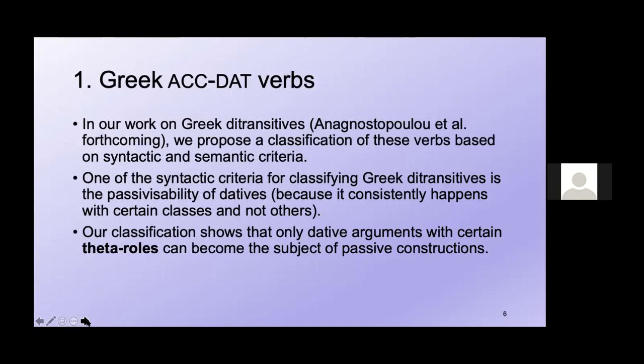So in our work on Greek ditransitives, which is Anagnostopoulou et al. forthcoming, we propose a new type of classification of these verbs which combines syntactic and semantic criteria. And the passivizability of datives is one of the syntactic criteria that we use for classifying Greek ditransitives, because it's found consistently with some classes of verbs and not others. And what this system shows is that only dative arguments with certain theta roles can become the subject of passive constructions.